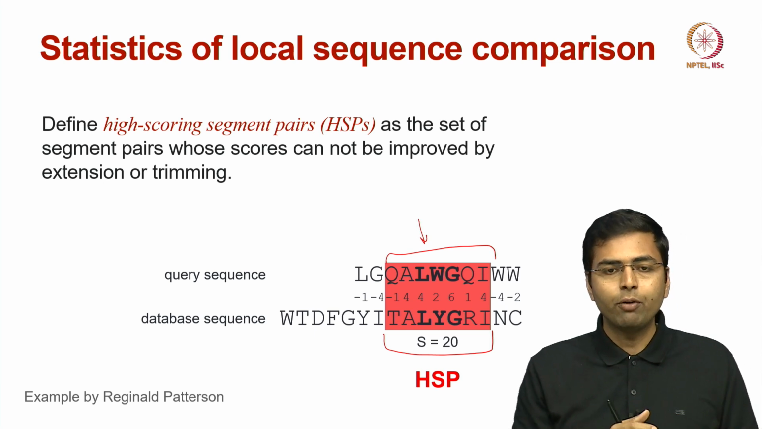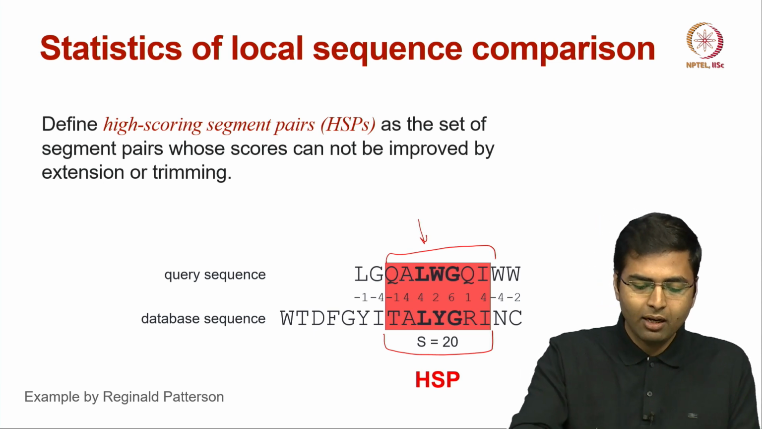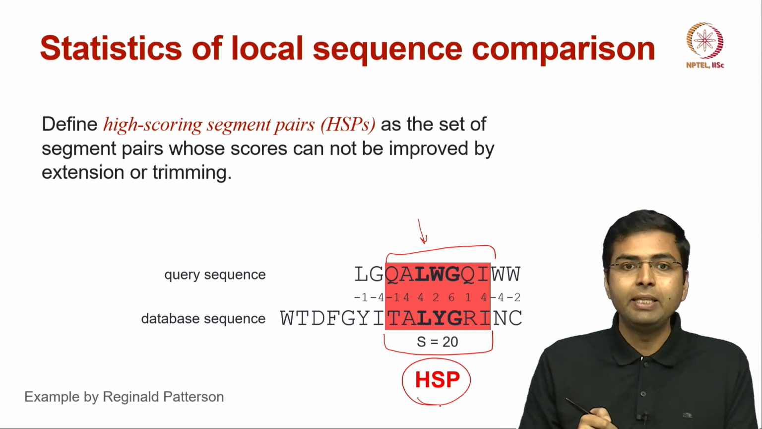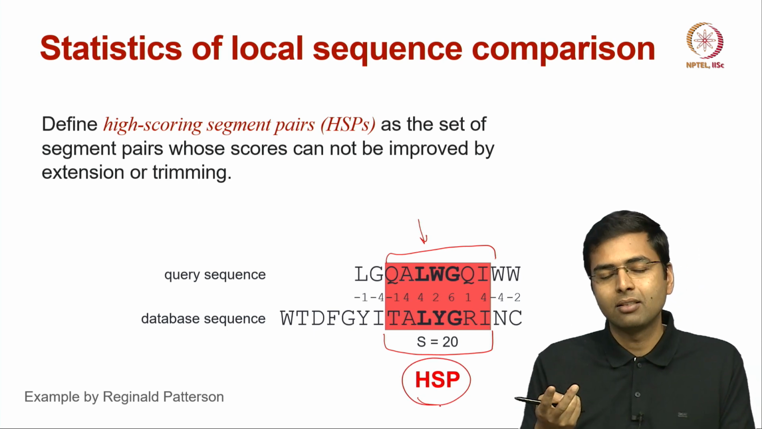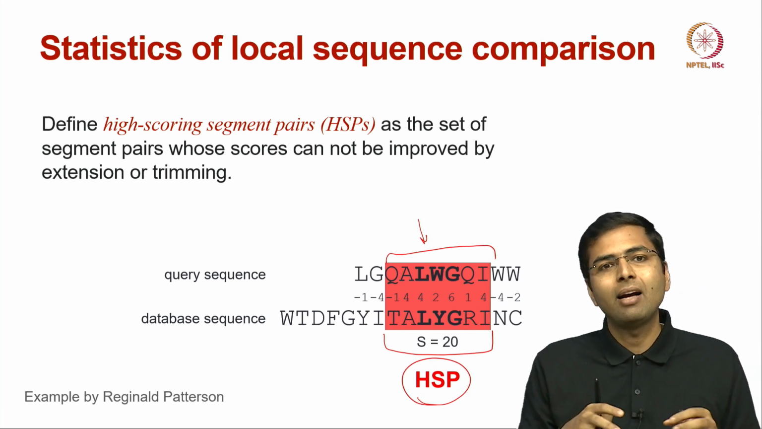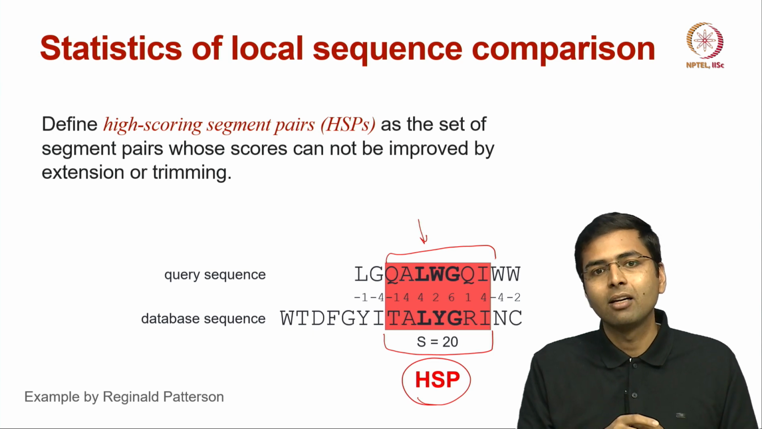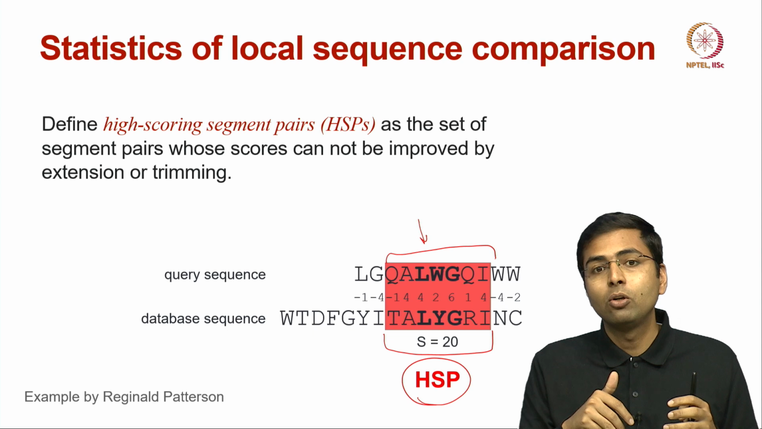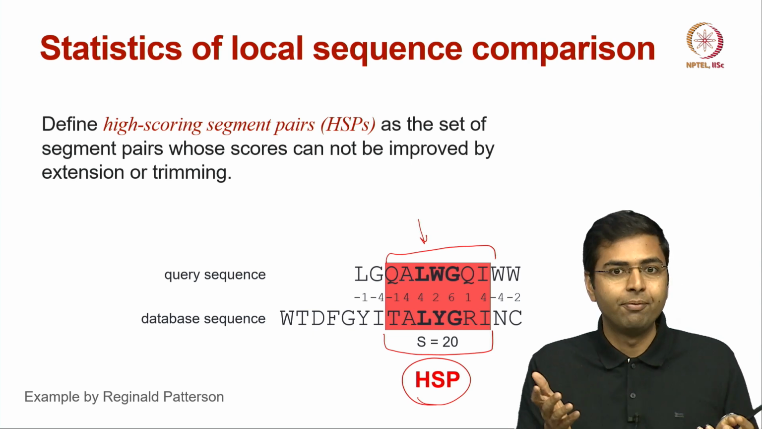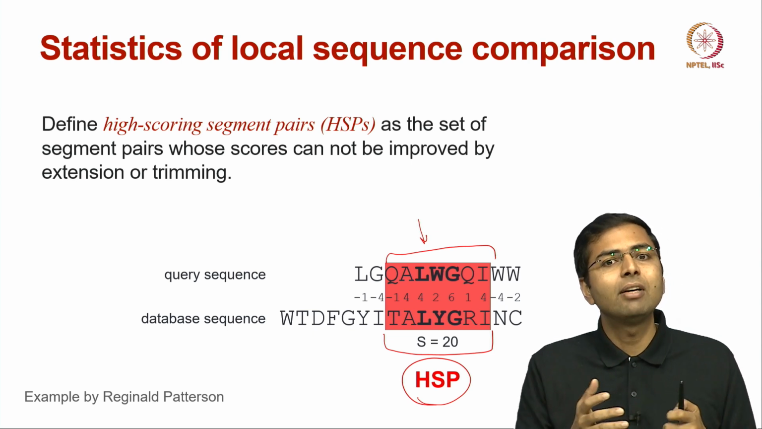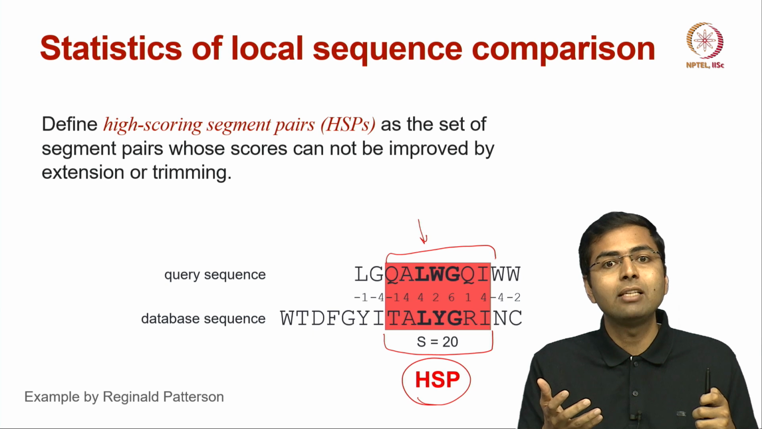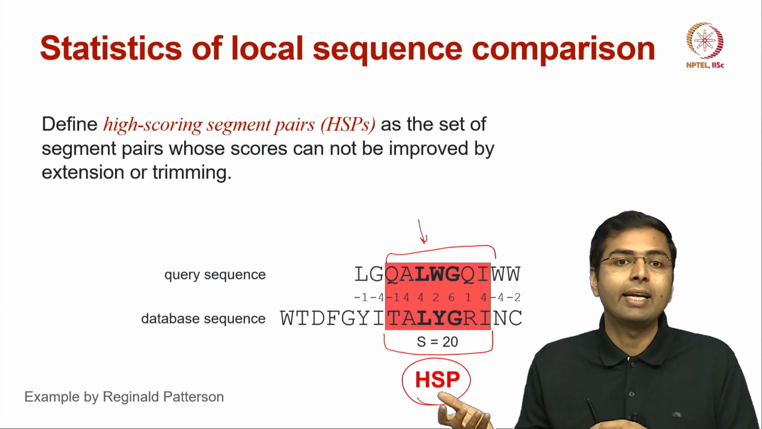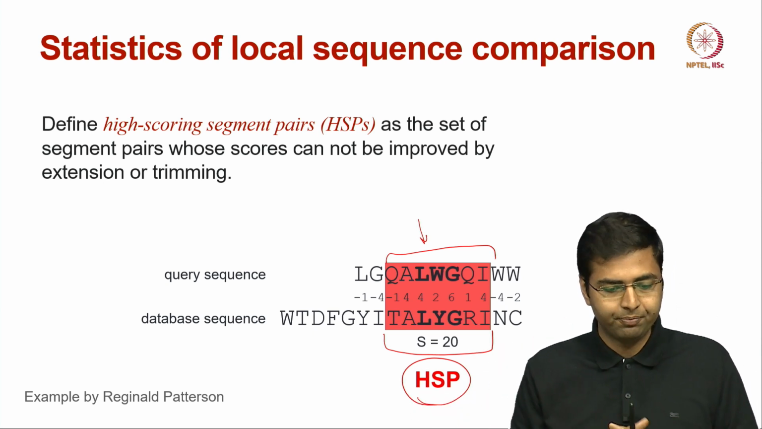Going forward, we will be looking at these HSPs in two random sequences. For example, how many high scoring segments can we obtain above a certain score threshold between two sequences that have been randomly generated? That will give us some statistical significance of the alignment that we are actually getting from our database search.